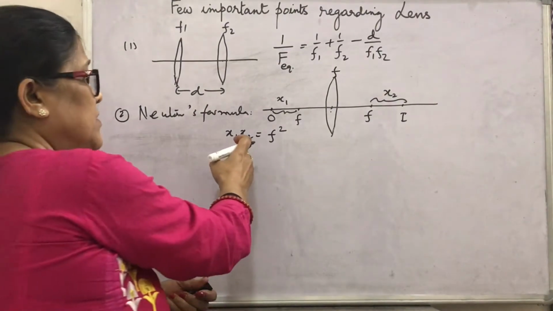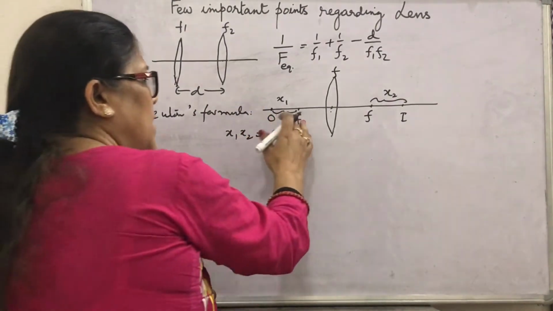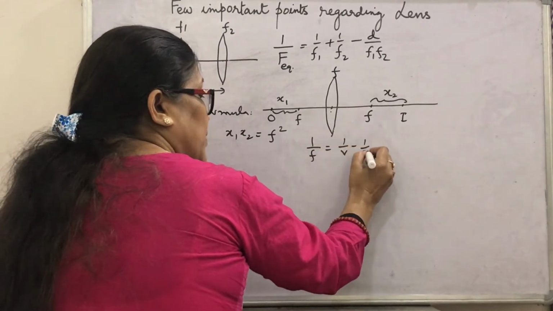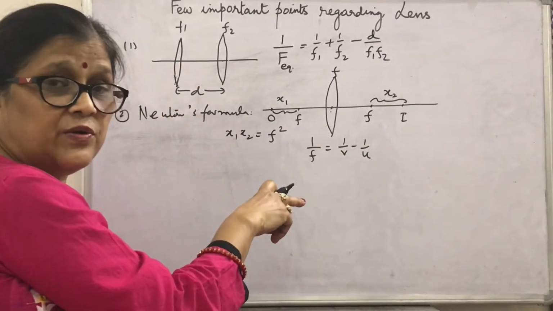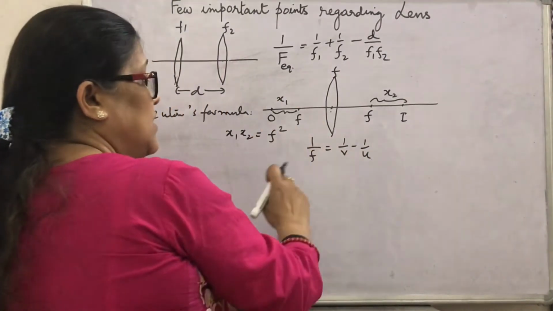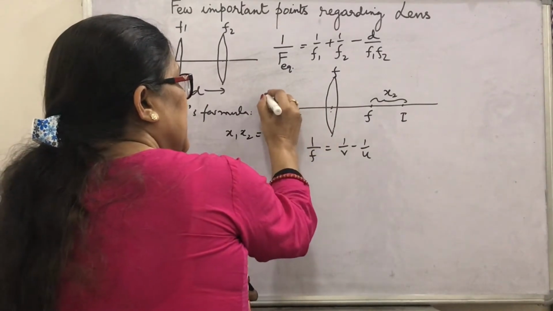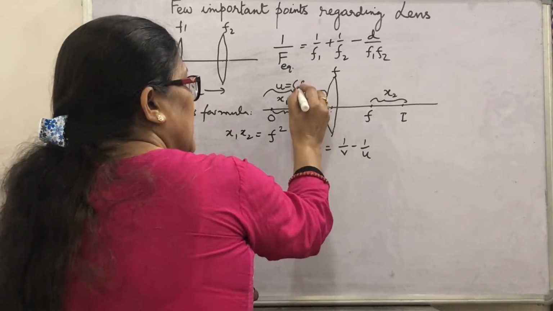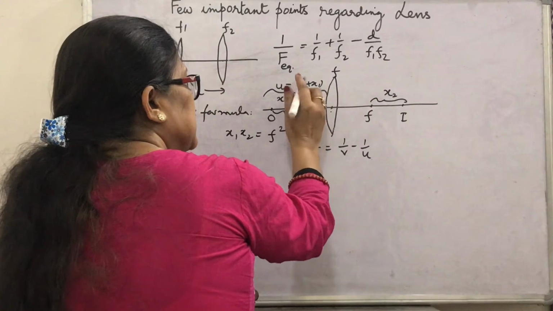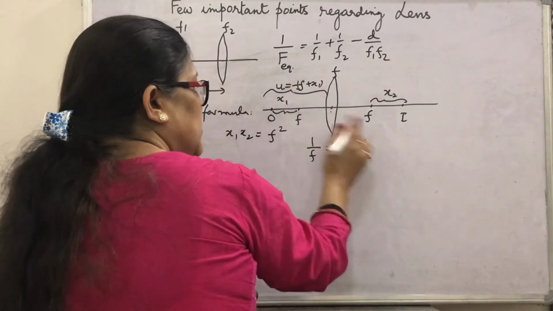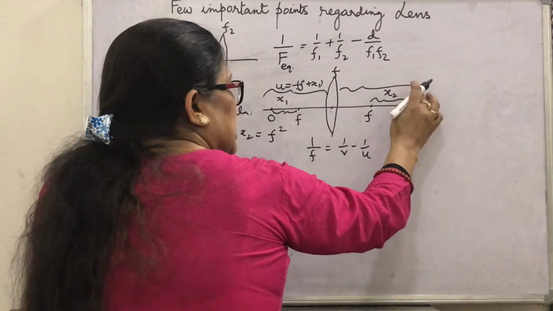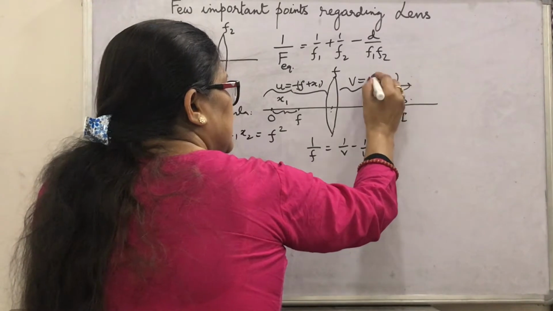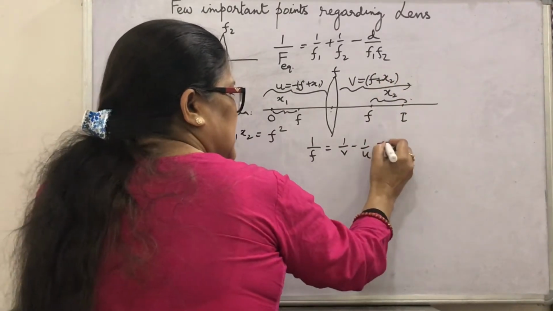How can you write it? Although its proof is not required, I am giving it to you simply. You know that 1 upon f is 1 upon v minus 1 upon u. This relation I derived in the previous video, the u v f relation for lens. Look here, what will be u if you write this one as u? You will write u as minus (f plus x1), with a minus sign because u is negative as per sign convention. And this one will be v, and v is f plus x2.